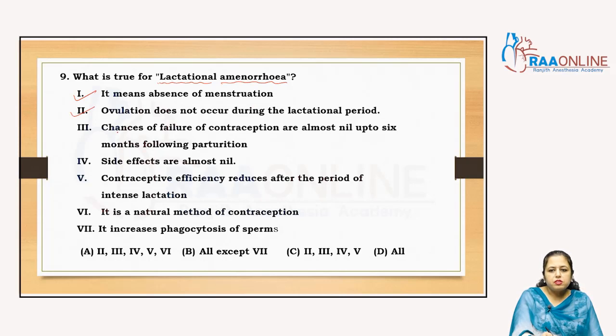Chances of failure of contraception are almost nil up to 6 months following parturition, exactly. Side effects are almost nil, correct. Contraceptive efficiency reduces after the period of intense lactation, and it regains gradually. It is a natural method of contraception, exactly.